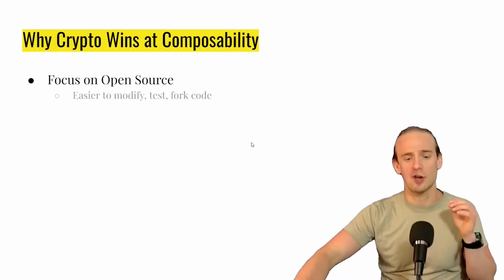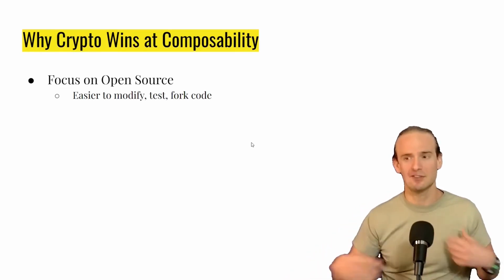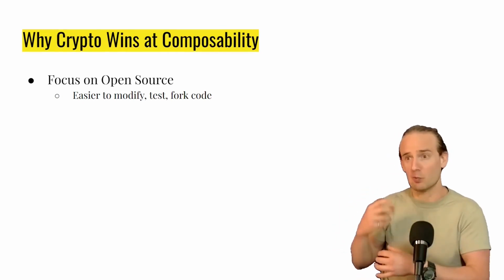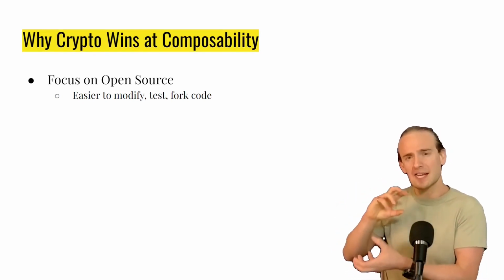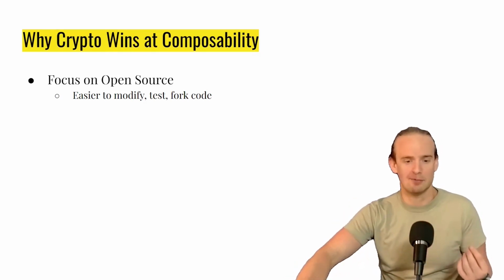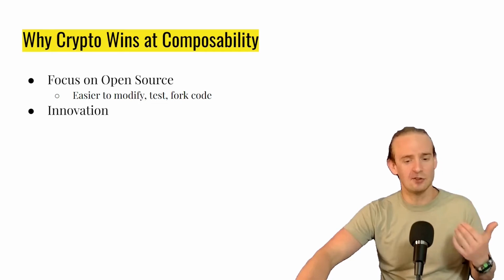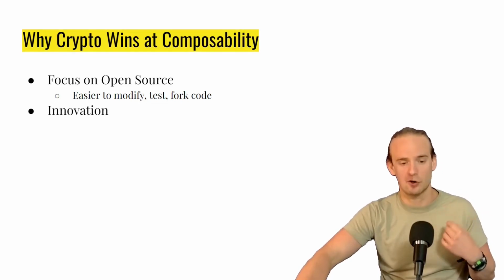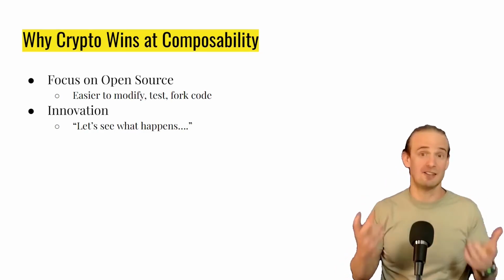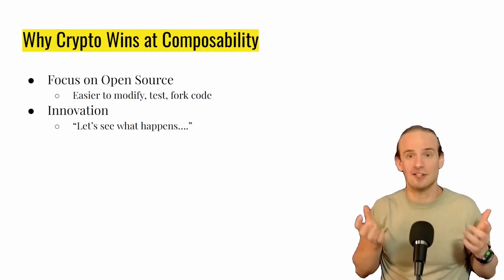There's a focus on open source code. That means I can read a computer program that I like how it works, but I want to make some changes, or I can modify it so that it will interact better with another program I'm developing. So it's easier to modify, test, and fork code. There's a huge focus in cryptocurrency on innovation, right? So let's see what happens.